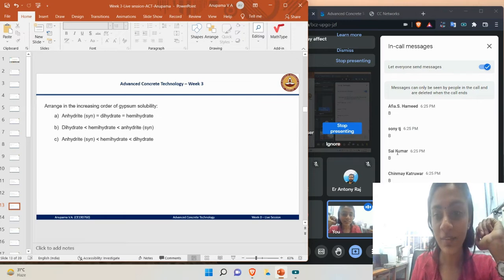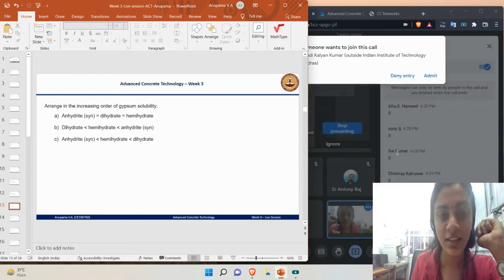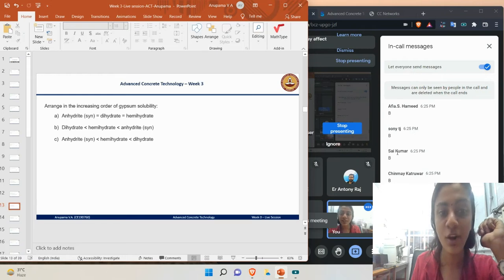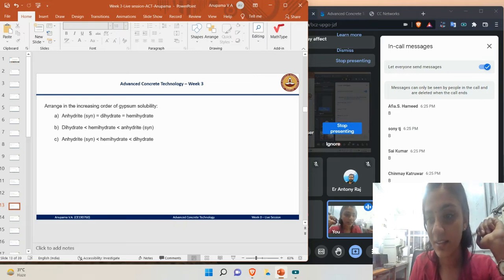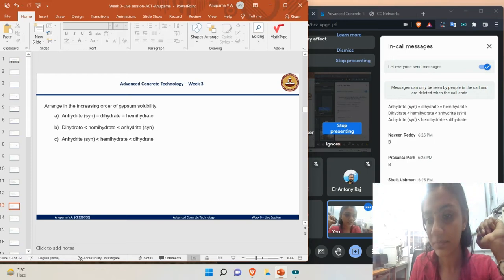Solubility is a very important factor because if the dissolution is more, then it can take part in the hydration reactions, then it can take part in the system. If not soluble, it is just inert, like any other inert material. So we have to carefully choose what form of calcium sulfate we are adding. I guess that's it. No more answers are going to come.